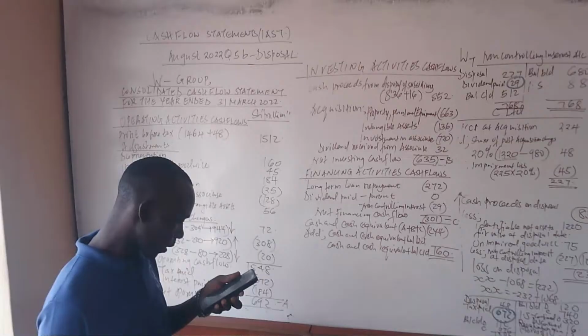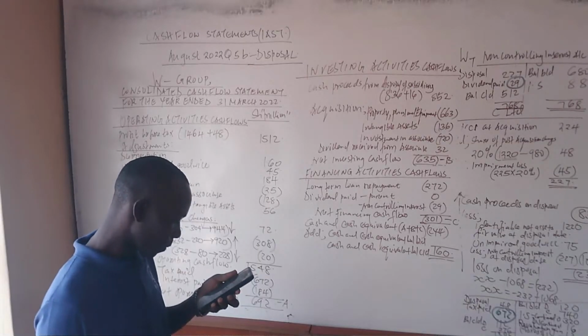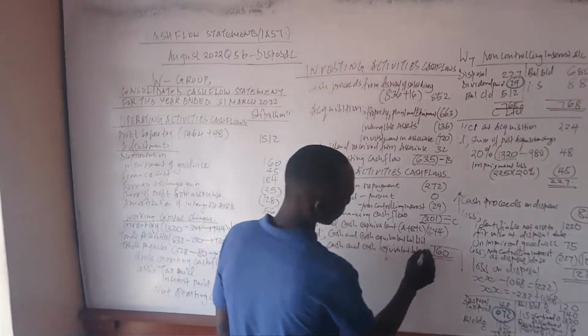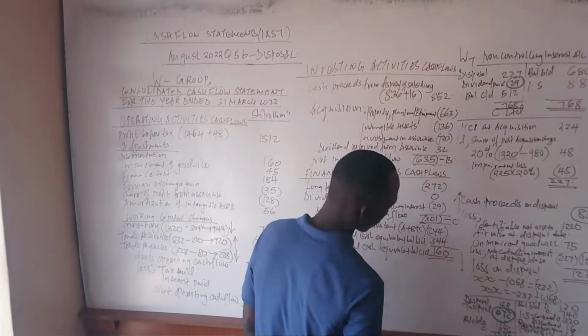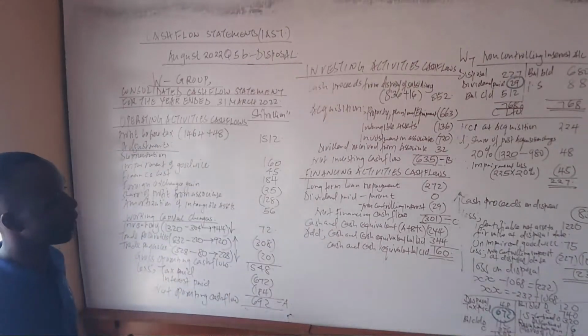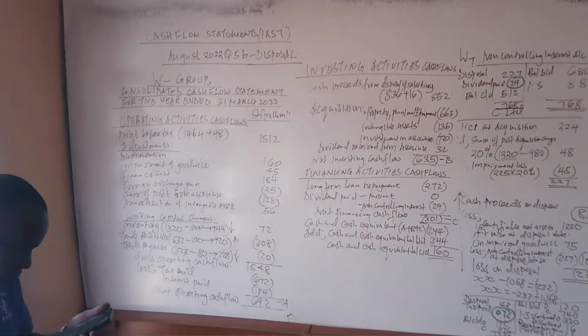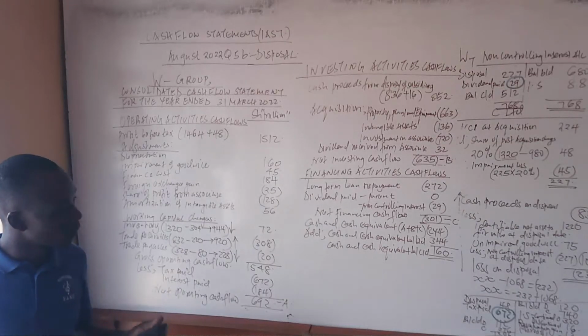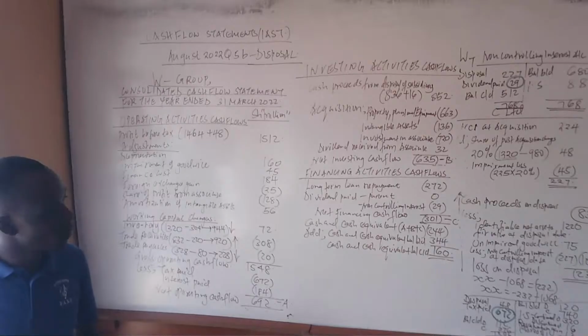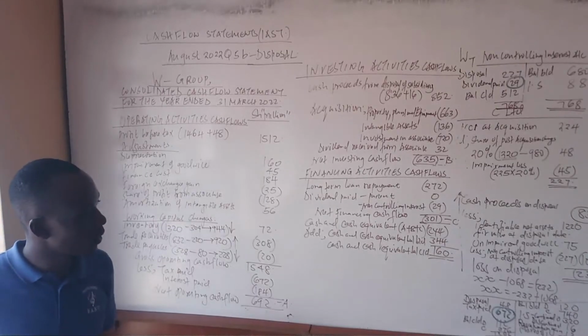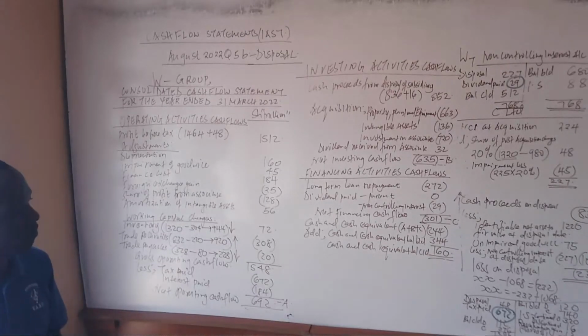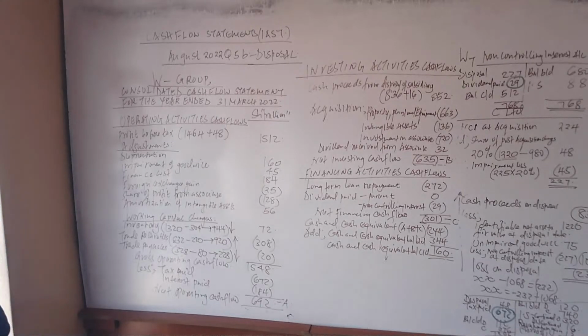Cash and cash equivalent. Question number 5B. Yes, we have 160. And this one is 344. The other one is 344, yes. So when you take 344 minus 244, what are you getting? 100. You are getting 100. Meaning there is 60 million. I hold 60 million somewhere. So where is that 60?